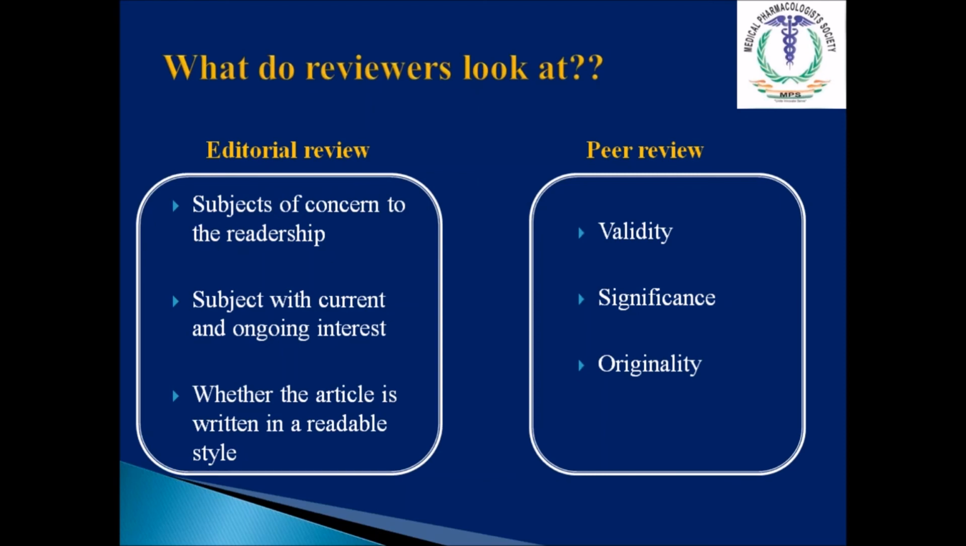Next. In the peer review, the peer reviewers look for validity, whether the data you have submitted is valid. Is it significant for the community of readers who are going to read this paper, and is this article original? To know whether this article is original, they might ask you to send them the original data. Sometimes they might ask you to send the ethics committee permission later. Sometimes they might ask you to submit the original data that has been collected. So it depends on the reviewer. This is how the papers are reviewed.